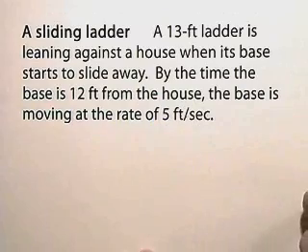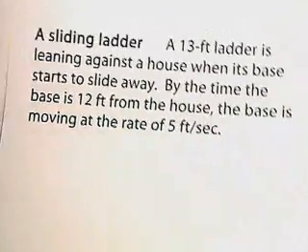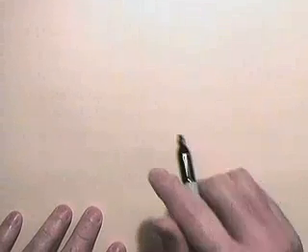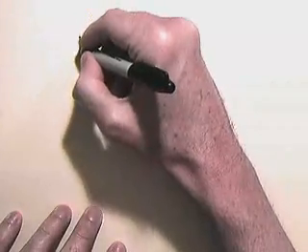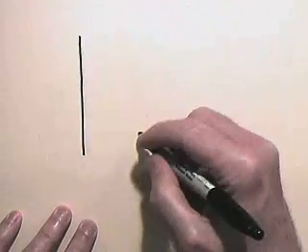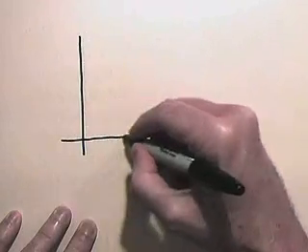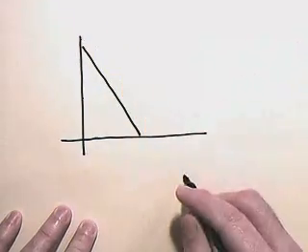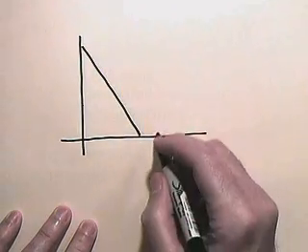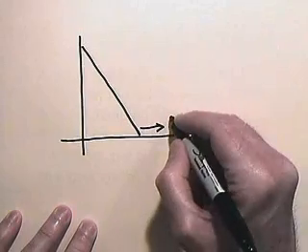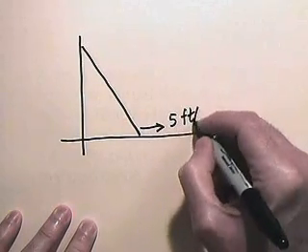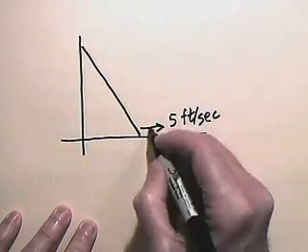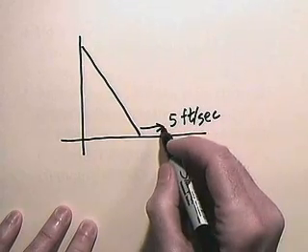Okay, now the first step in dealing with a problem like this is to picture in your mind and draw a crude sketch. So that's what I'm going to do. You've got a wall, so I'll draw a vertical line representing the wall, and of course the ground, a horizontal line, and the ladder leaning against the wall. The base is moving at the rate of 5 feet a second away from the wall. So let's label that with a little arrow indicating the movement of the base.